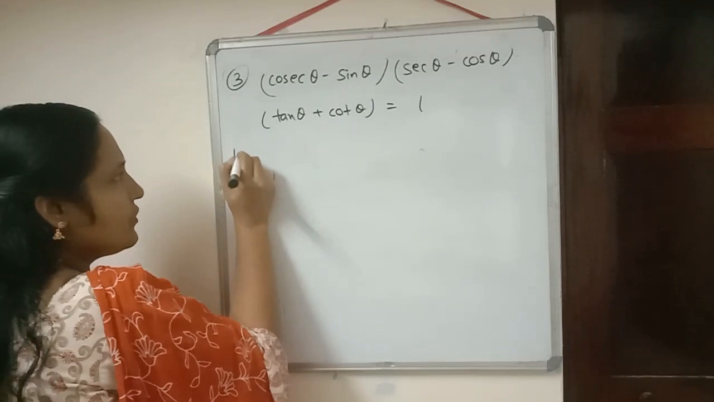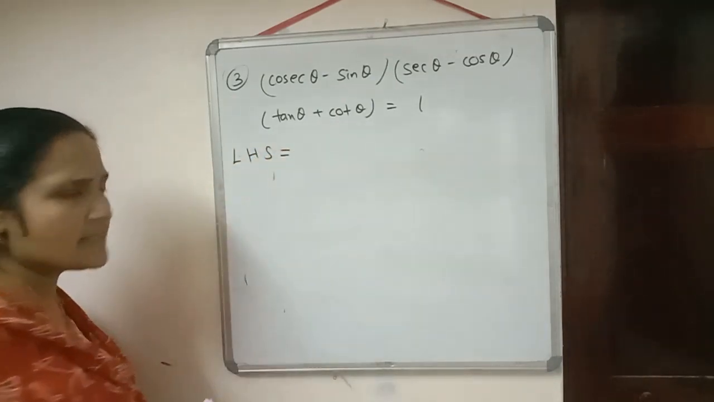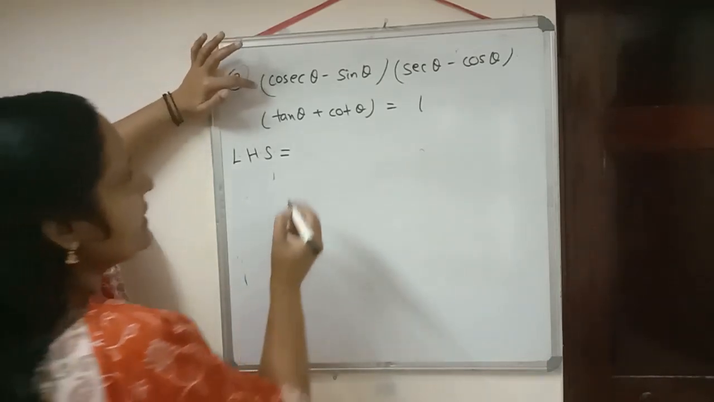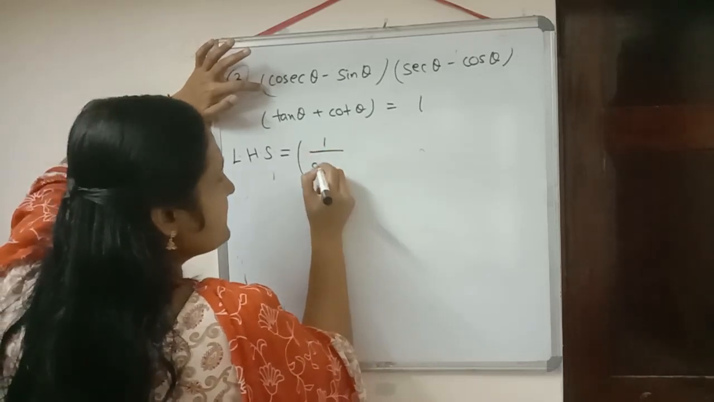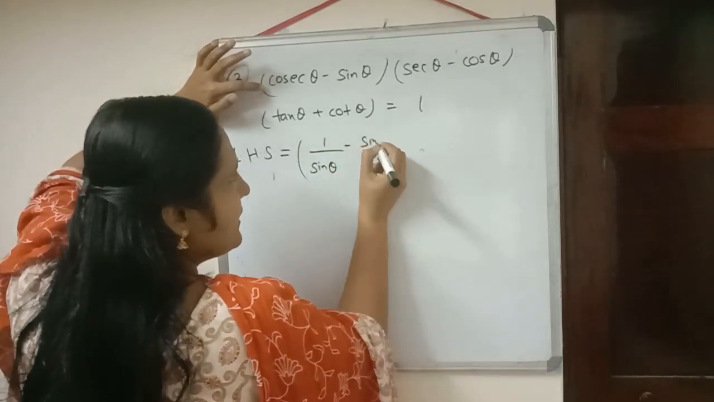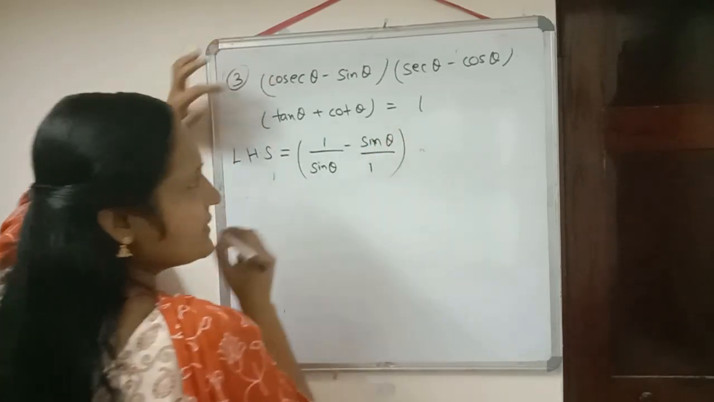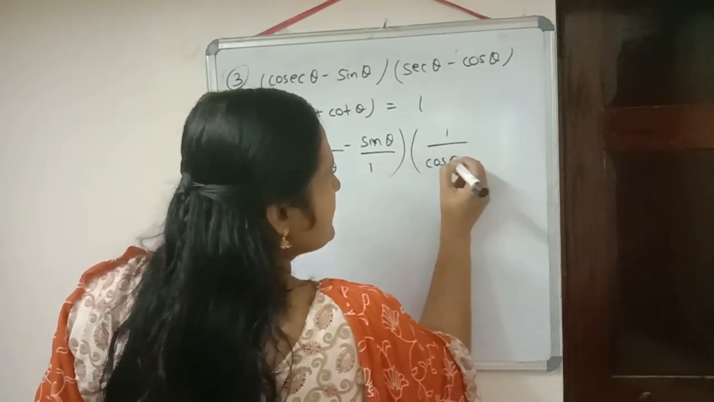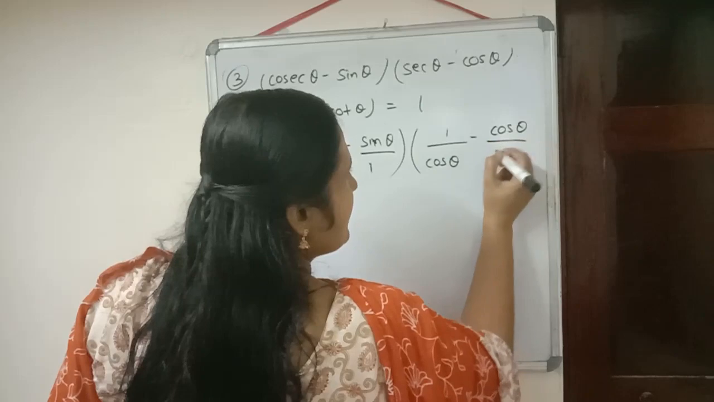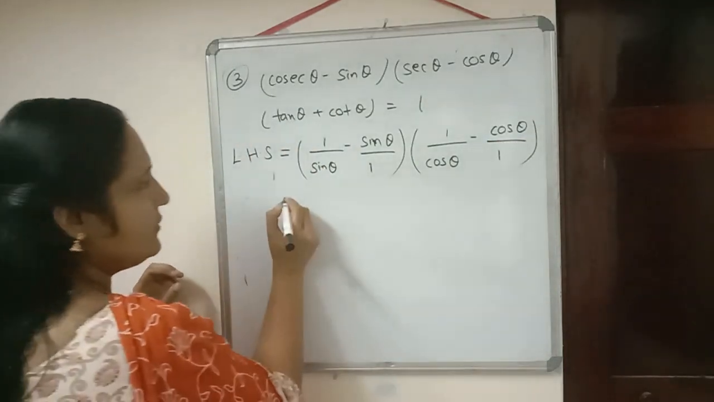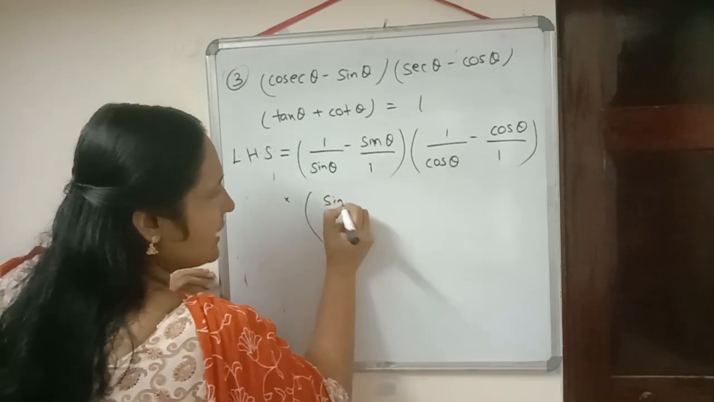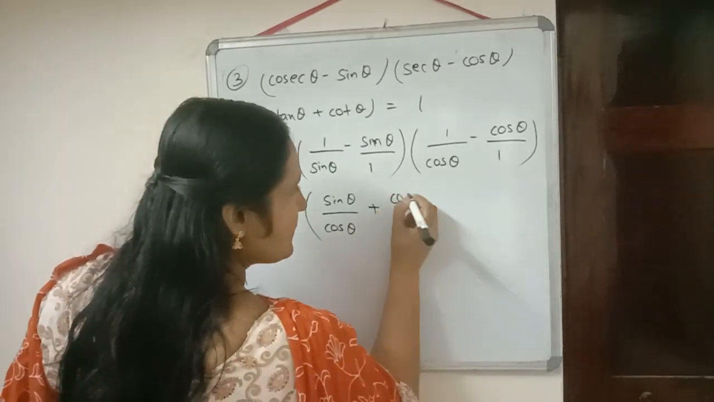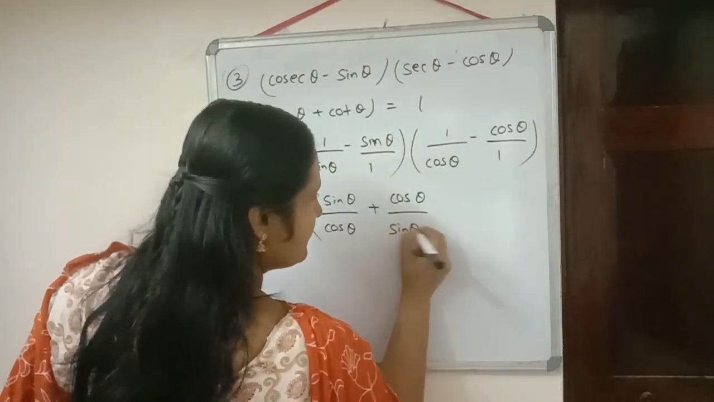Okay. So now as what we are doing, if any term is related to cosec, sec, tan, cot, everything we will change in terms of sin and cos. So how can we rewrite this cosec theta? It can be written as 1 by sin theta minus sin theta, which can be written as sin theta by 1. Similarly, sec theta can be written as 1 by cos theta minus cos theta, which can be written as cos theta by 1, into, again, tan theta can be written as sin theta by cos theta plus cot theta can be written as cos theta by sin theta.